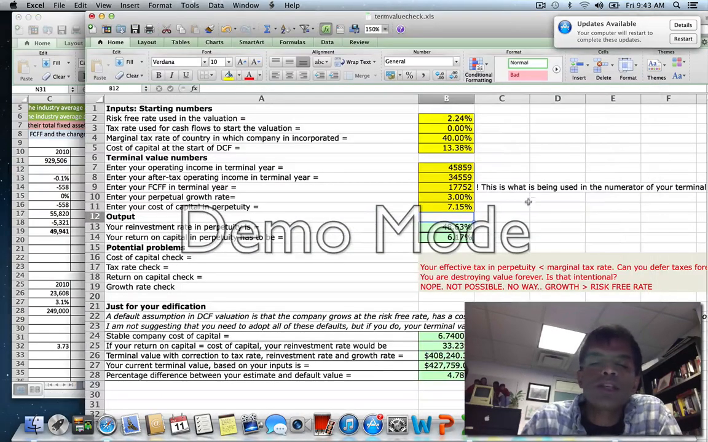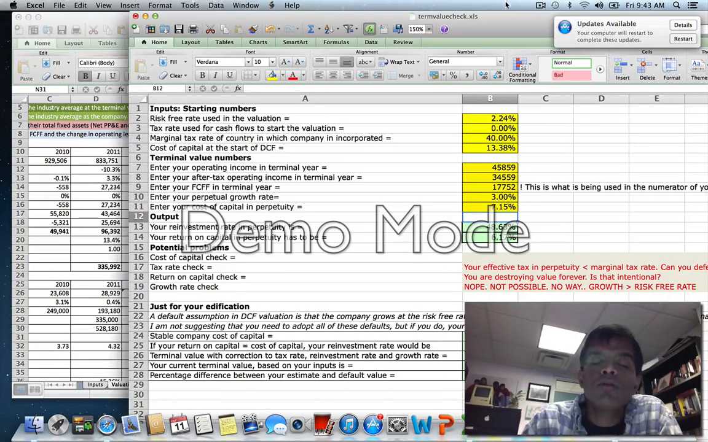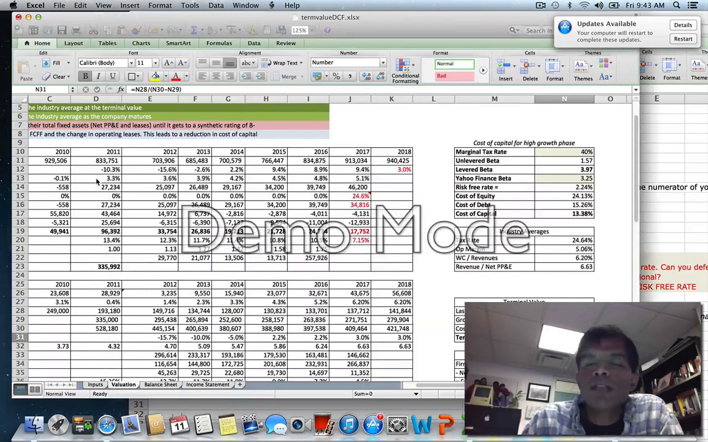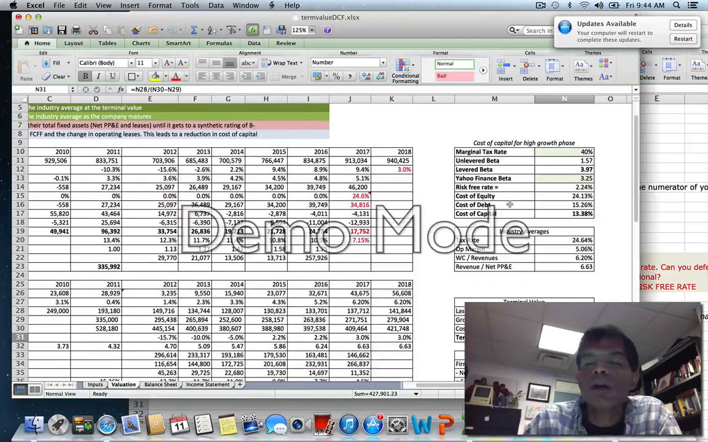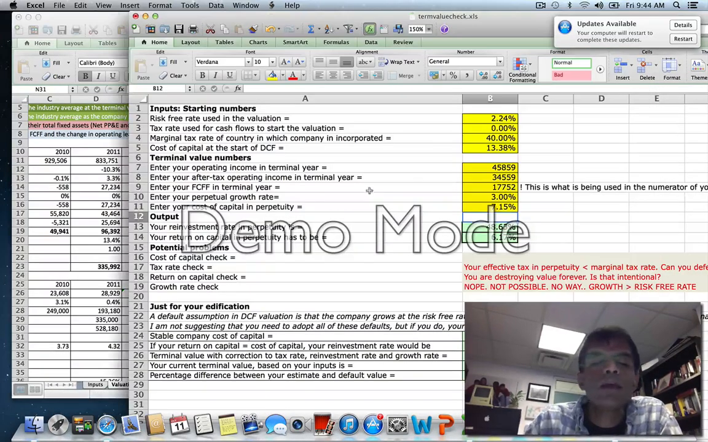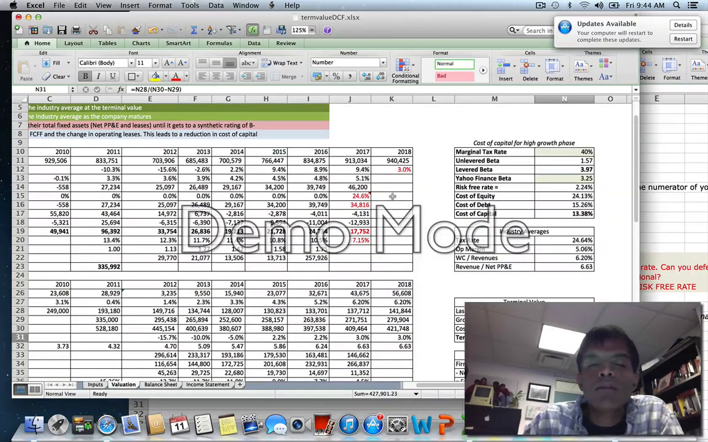I use a spreadsheet that you can download and play with your own terminal value to see what your numbers look like. In the spreadsheet, I've reproduced numbers from the original valuation: the risk-free rate, the tax rate to start the process, the marginal tax rate, and the cost of capital all come from right here. Then I take the operating income in the terminal year.